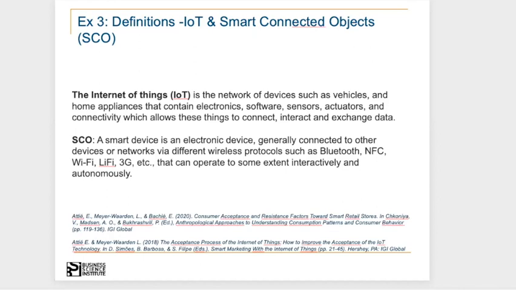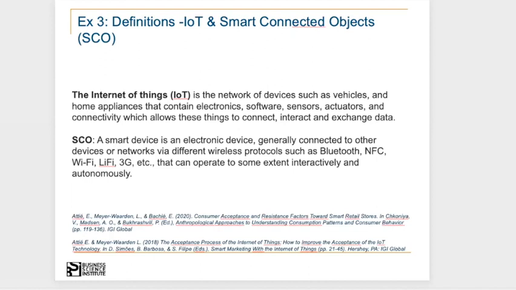And the SCO, or smart connected object, is a smart device, an electronic device generally connected to other devices or networks via different wireless protocols such as Bluetooth, NFC, Wi-Fi, Li-Fi, 3G, 4G, 5G, that can operate to some extent interactively and autonomously. So these definitions are those we found mainly in the literature. We have found more definitions, which I don't cite here today. But the idea is only to show you, don't learn these definitions now, naturally. The idea is only to show you how to proceed.